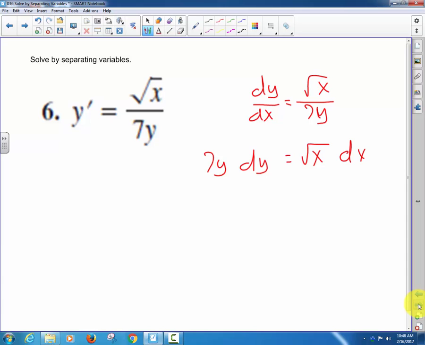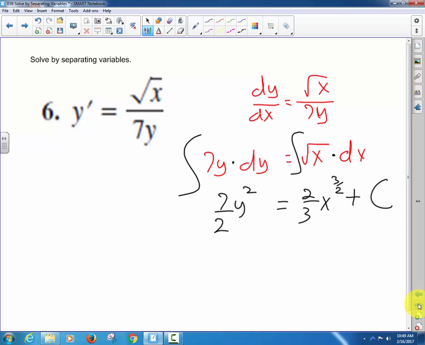So now that we've got our y's and x's separated, remember we have to have something, and think of it as times dy, although that's really not what it's doing, and times dx. Think of it in those terms for right now. And then we've got to integrate both sides. So when we integrate x to the 1/2, we get 2/3 x to the 3/2 plus a c. And over here we get 7 over 2 y squared.